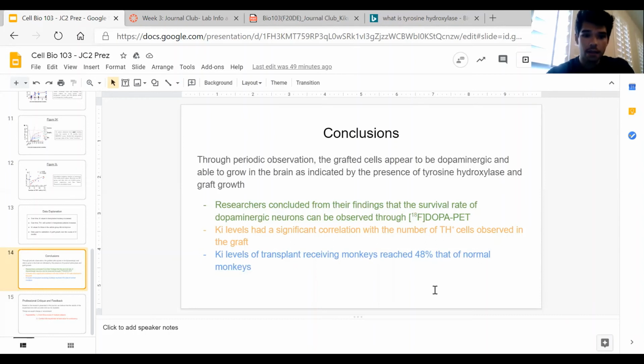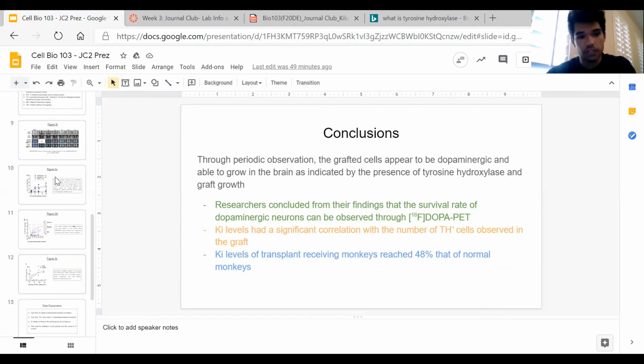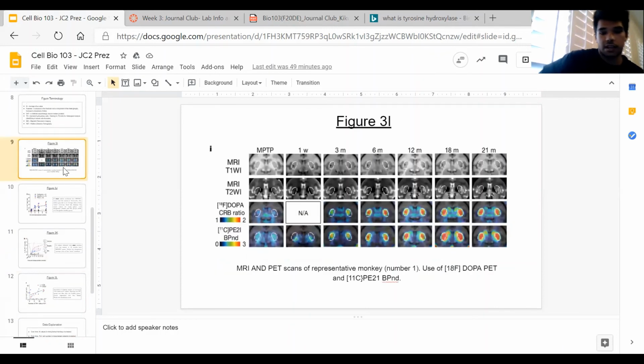In addition to that, graft growth, and volume of the graft rather, was able to be observed visually through MR and PET scans. So if you look at the dotted lines that are on these brain scans, the dotted lines represent the average size of a putamen, and then obviously you have the midbrain in between those. You have week 1, 3 months, 6 months, 12 months, 18 months, and 21 months. You can see that the very first scan, labeled MPTP, there's no graft growth, and there's very little tyrosine hydroxylase indicated, which would be expected.